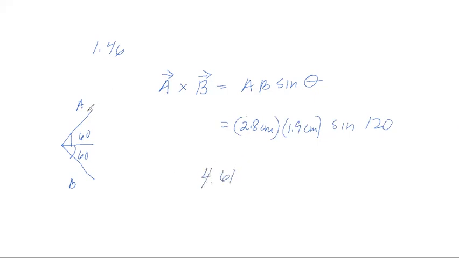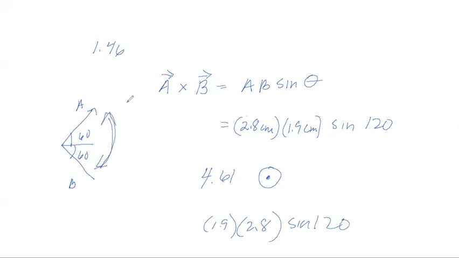And A cross B, I'm taking A, crossing it to B, and I can see that that's coming out of the page. So the direction is going to be out of the page like that. That's how you indicate that. B cross A is going to be just 1.9 times 2.8 times sine 120. It's going to be the same thing, but B cross A is going this way. And if I keep on going that way, that's going to screw into the page. So this is going to be into the page. And that's 1.46. And that concludes homework 1.